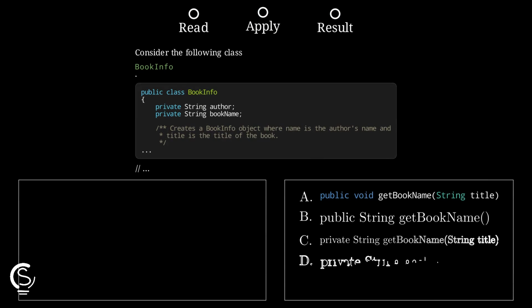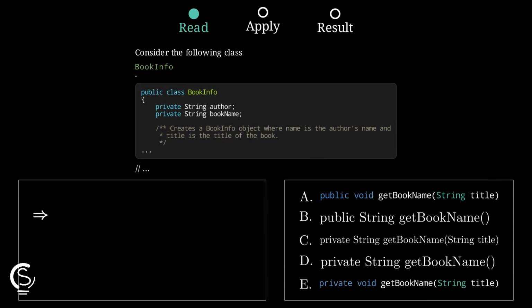First, consider the access level needed for this method. Since we are calling it from a different class, we must use the public keyword to ensure it is visible and accessible.